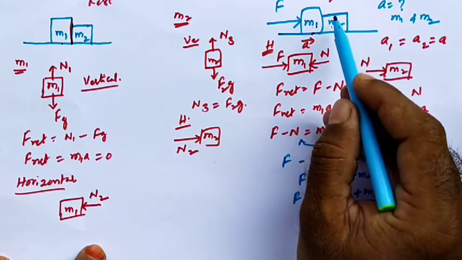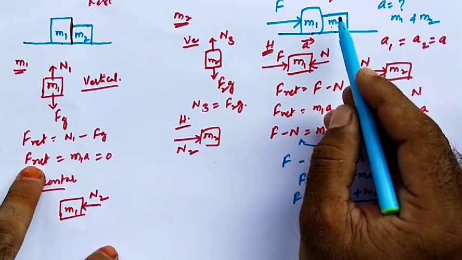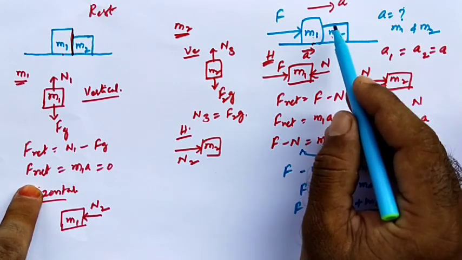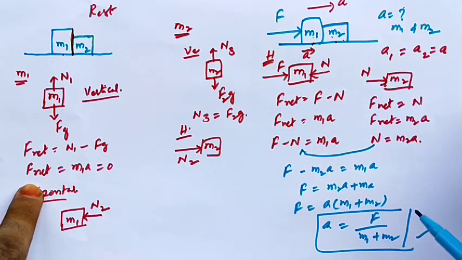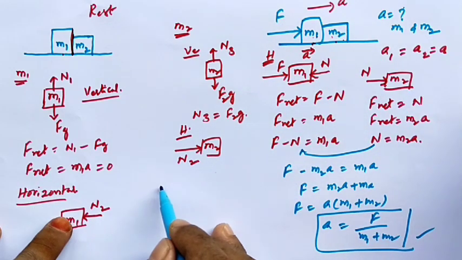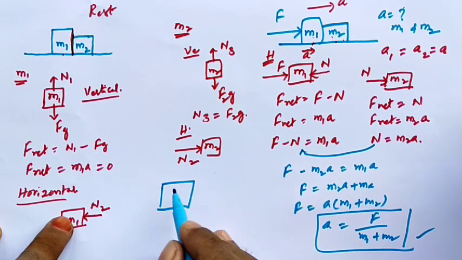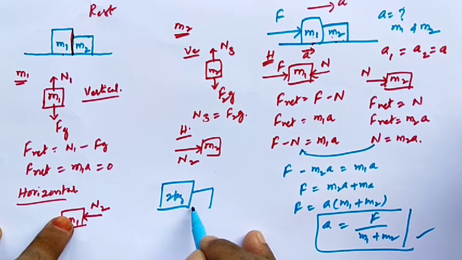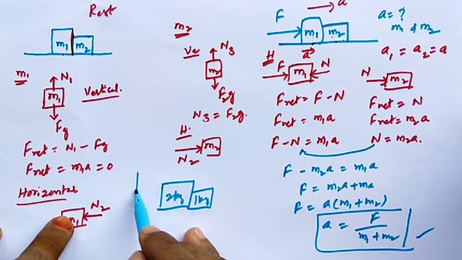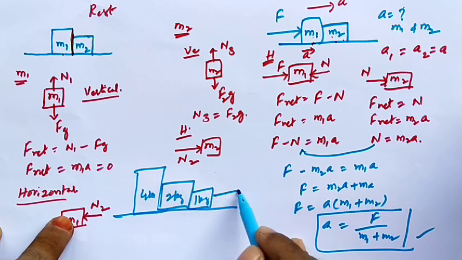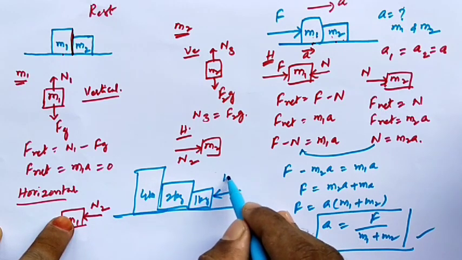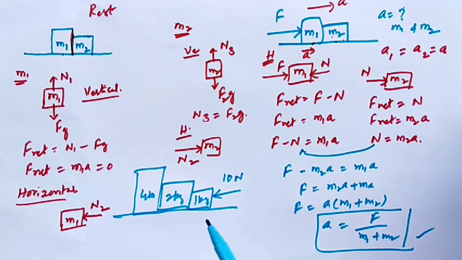So each body will have the same acceleration. How much is that? Simply the net force acting on the object divided by the total mass of the system. Let us take an example. For example, there is an object of 2 kg, another object of 1 kg, and one more object of 4 kg. On this, a force of 10 Newton is acting. Then what is the acceleration of each block?